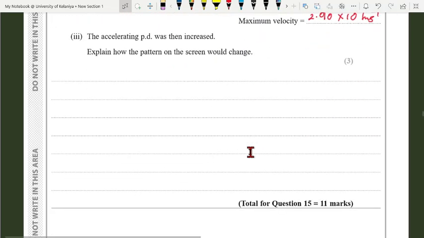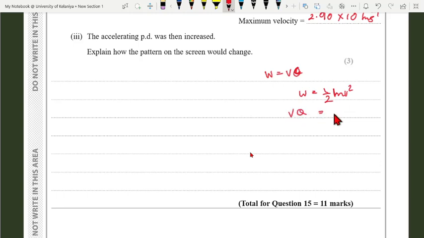Right here, we use two equations, W equals VQ, and then W equals half mv square. So if I substitute VQ for half mv square, because this is the work done. I told you this is the energy given, or energy of the system.